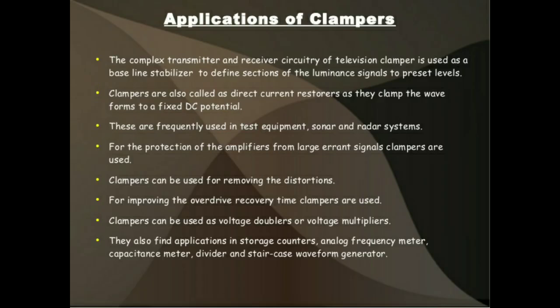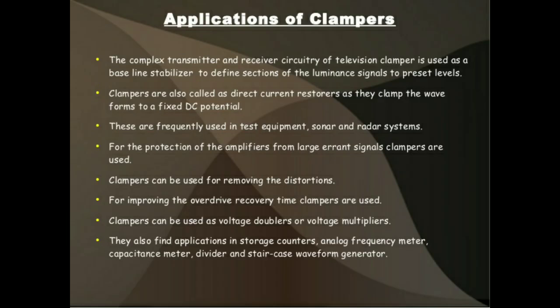The clampers can also be used in storage counters, analog frequency meters, capacitance meters, dividers and staircase waveform generators.